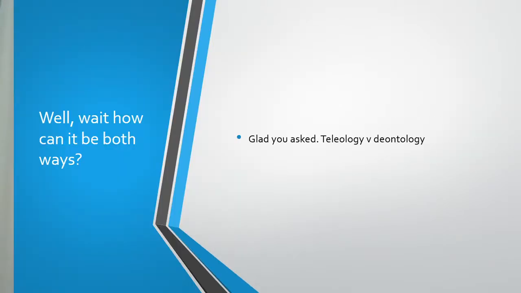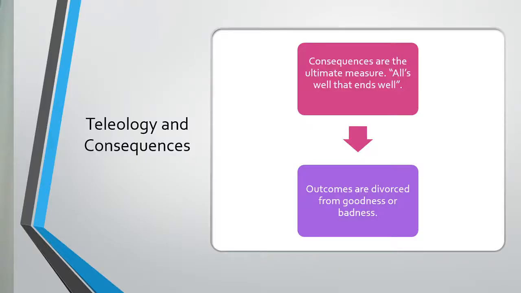Let me go through this. How can it be both ways? How can the road to hell be paved with good intentions, but the road to principled living can also be paved with good intentions? Well, I'm glad you asked that, because there's a difference between teleology and deontology. And if you don't get anything out of this course but that, you just got two fancy words that you can drop on your spouse or your kids or whatever anytime that you want to pull them up. That's an awful deontological approach to life, isn't it?